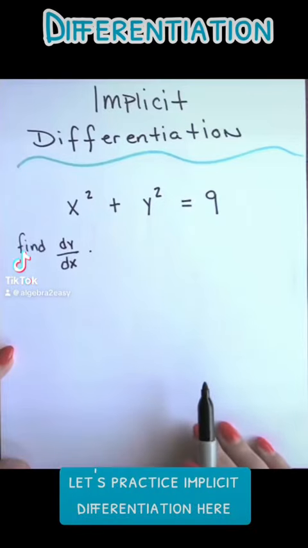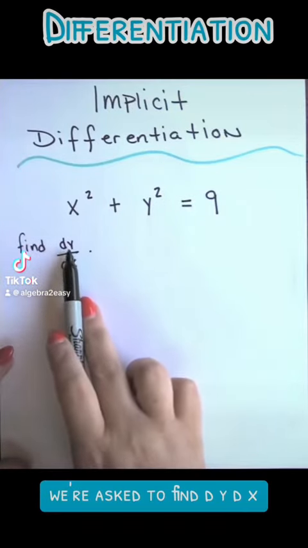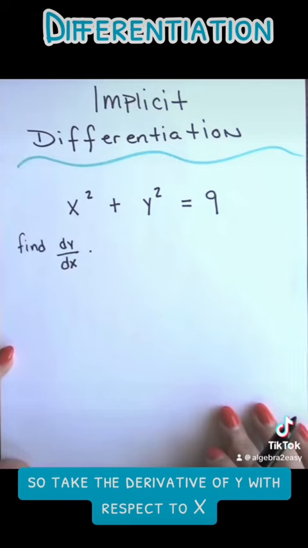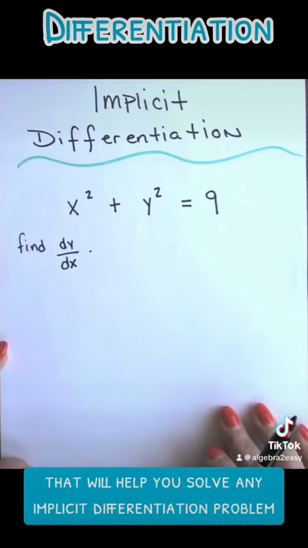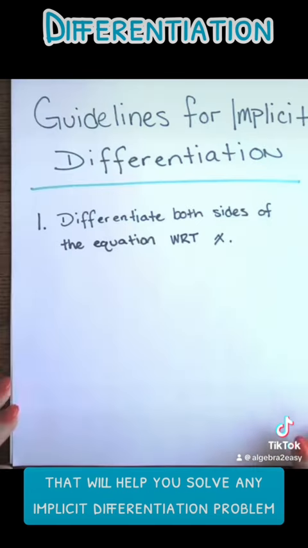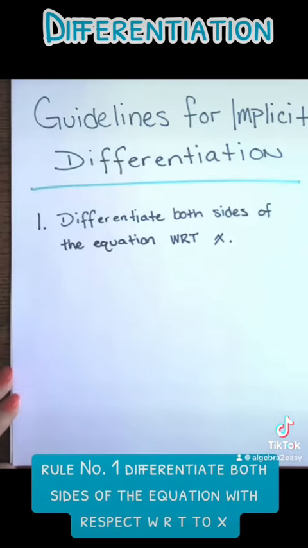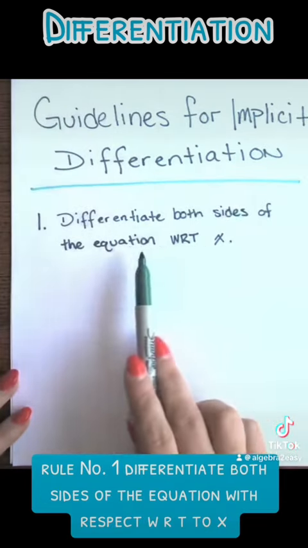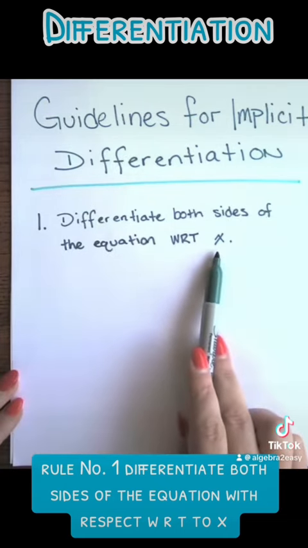Let's practice implicit differentiation. Here we're asked to find dy/dx, so take the derivative of y with respect to x. I'm going to show you some guidelines that will help you solve any implicit differentiation problem. Rule number 1, differentiate both sides of the equation with respect, WRT, to x.